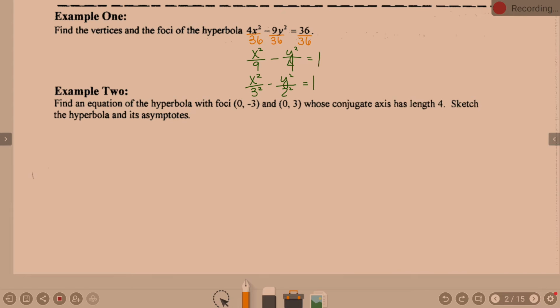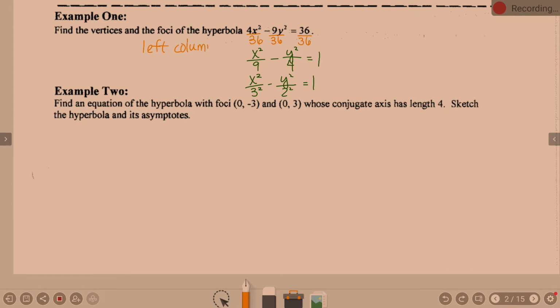I could flip-flop it, but if I put X second, then it's going to have to be negative y squared plus x squared. And that's not right. We want the minus sign in the middle. You tricked me. I didn't answer this well.